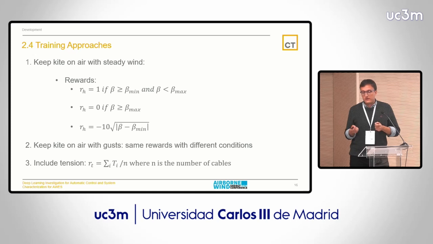And then after it had learned to stay in the air with a random steady wind, we added gusts, which means only changing the environment as the conditions are the same. The kite must stay in the air. And as a third step, as we didn't want to be very specific, we just included a term for the tension of the cables, which was one of the things we had available. We only used the mean tension value.